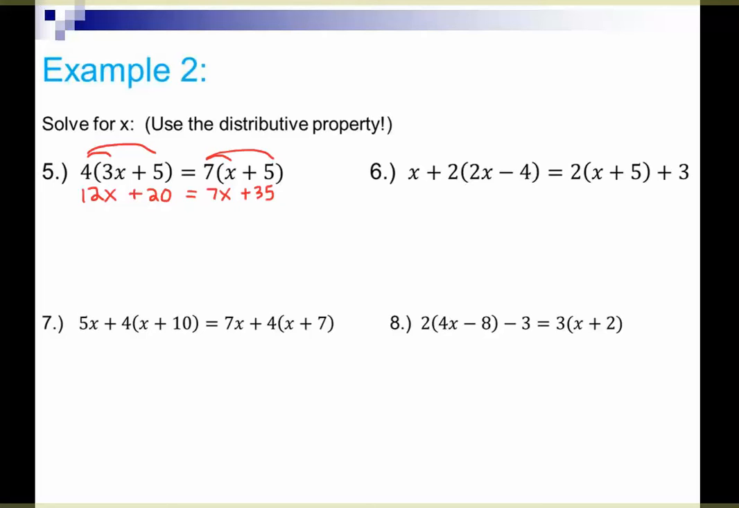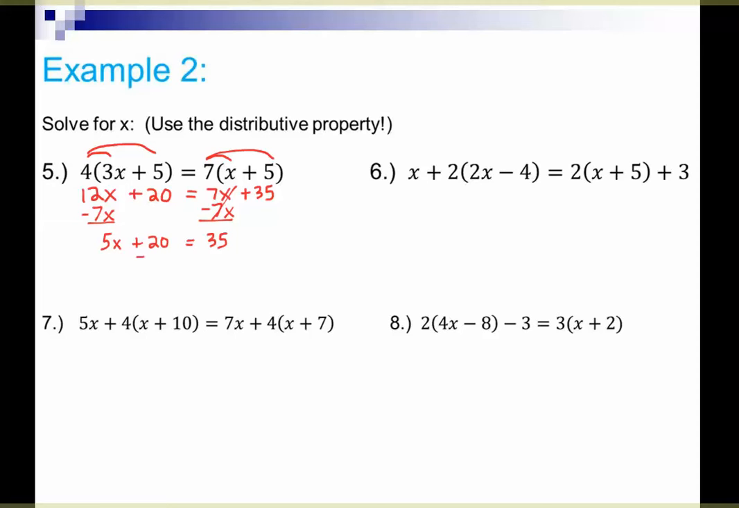And so now what we've created is something that looks like the other 4 examples that we've already done. Let's collect variables. So we've distributed. We don't have any like terms to combine. So we'll go straight to collecting variables. And I think the best strategy here is to take away 7x. It's going to get rid of x stuff on the right. And we're left with 5x plus 20 equals 35.